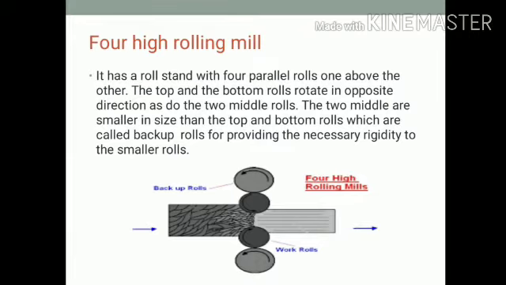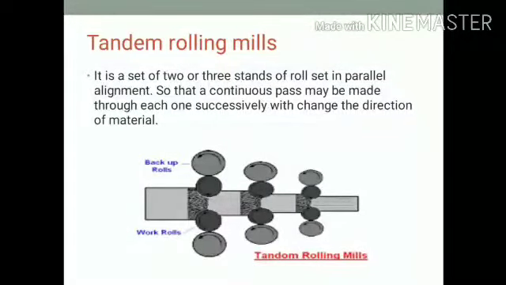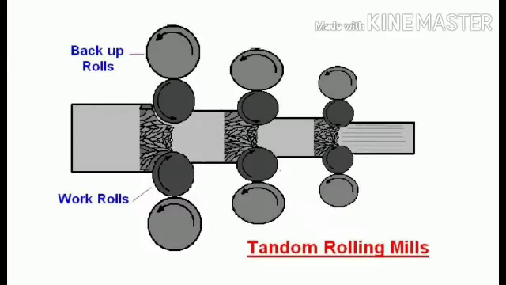Next is the tandem rolling mill. A tandem rolling mill is a set of 2 or 3 stands of rolls set in parallel alignment, so that a continuous pass may be made through each one successively without changing the direction of the material. This is a diagram of a tandem rolling mill.